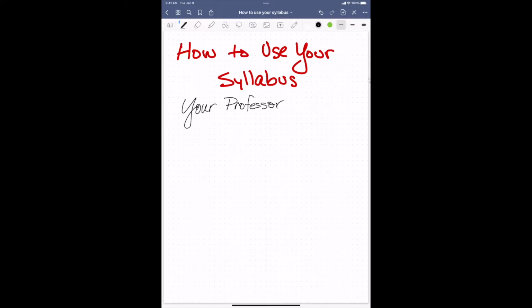What are your professor's office hours? Make a note of them. If you can't attend their office hours, how do you make an appointment? These are all information items that are given in a syllabus.